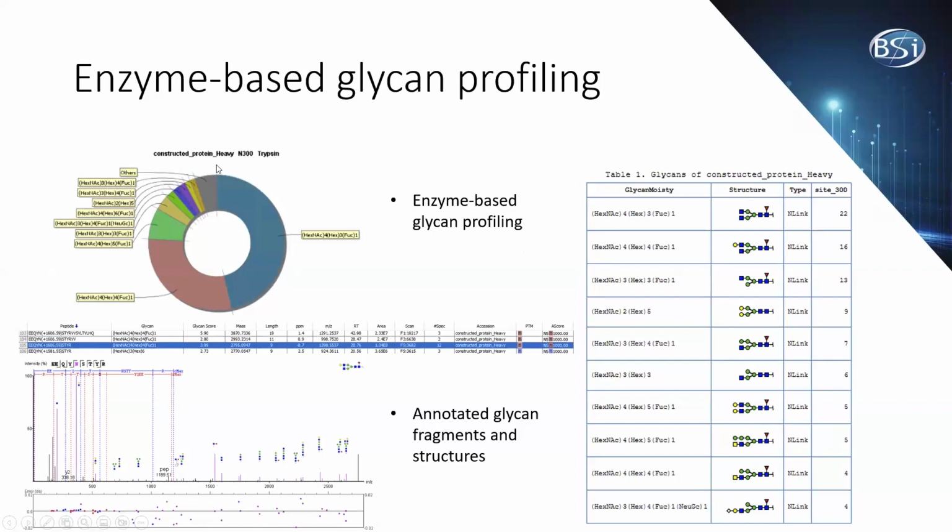So in this case, trypsin glycopeptides mapping to position 300. And here's basically how we identify the glycopeptides, and we annotate the glycan fragment ions on each of the MS2 spectra.